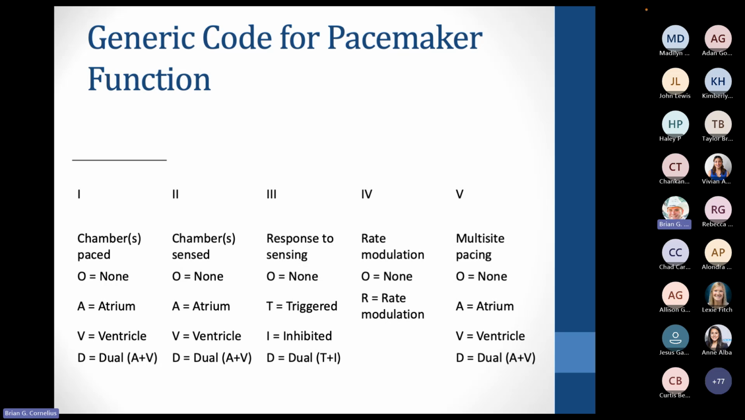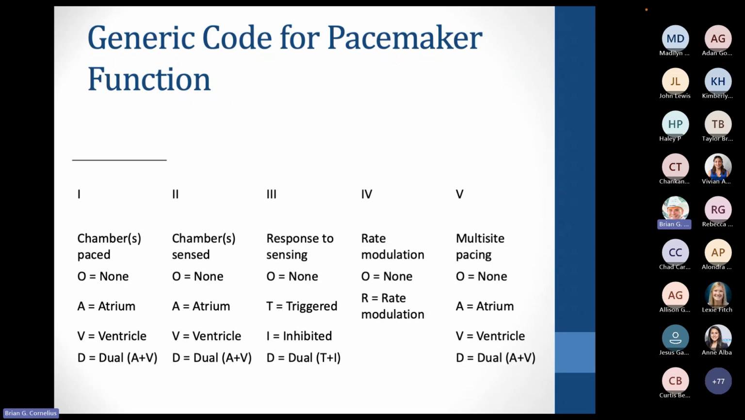For number 3, you have the response to sensing. So what that means is that everything can be programmed differently depending on the device. So sometimes there's nothing done differently when it senses. If you have an inhibit, basically what happens is if the pacemaker senses a spontaneous depolarization, it will not activate. So this may be that it recognizes the heart rate is appropriate. It's not outside of those parameters, so the pacemaker doesn't do anything.